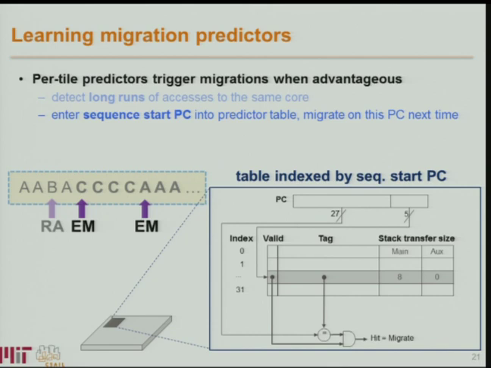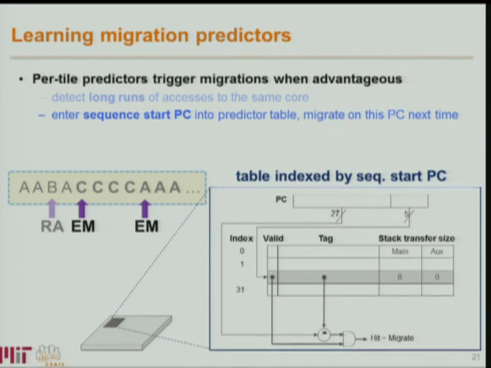So the way this works is when the hardware detects that there have been many accesses to the same core, basically as a counter in the core, it inserts the address of this first instruction over here into a lookup table.